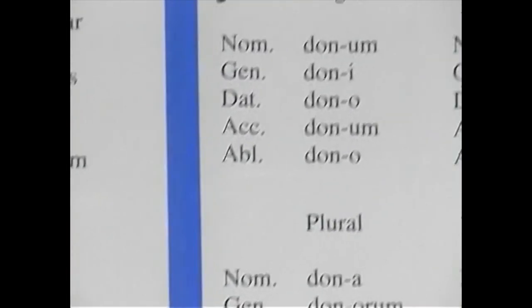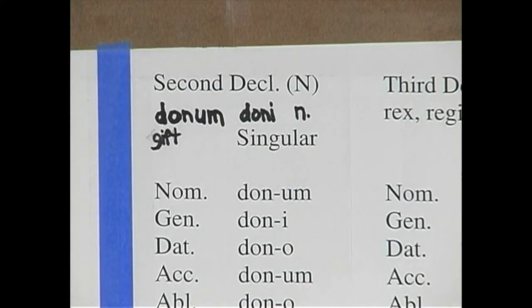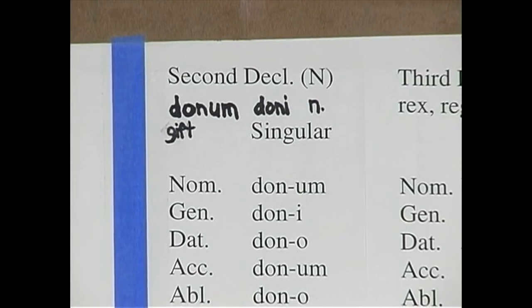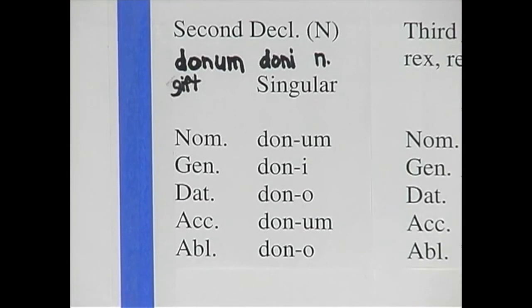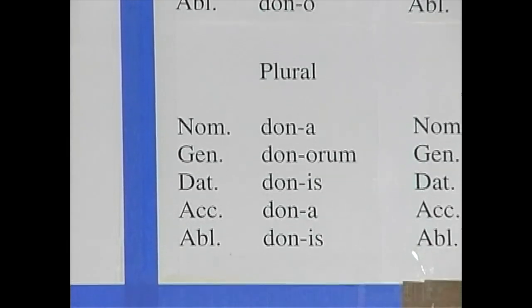Second declension neuter, our model noun would be donum, doni, neuter, gift. And the declension: um, i, o, um, o; a, orum, is, a, is.